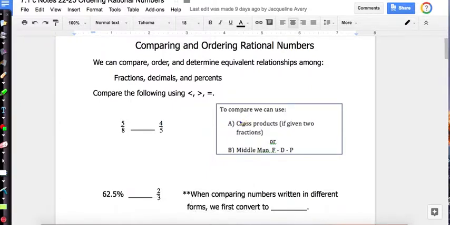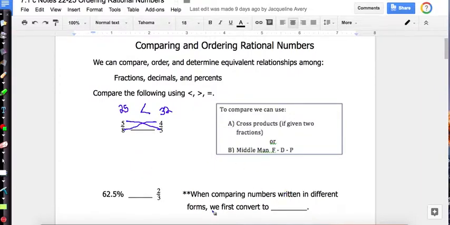So to compare, we can use cross products if given two fractions, or we can use the middleman. In this first one, we have two fractions, so we can use cross products. 5 times 5 is 25. 4 times 8 is 32. And how does 25 compare to 32? Good, it's less than.